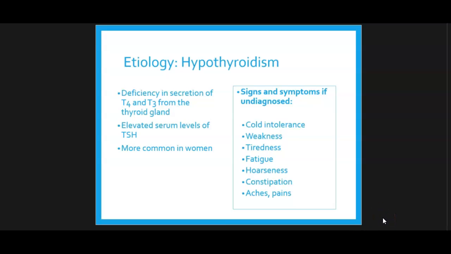So the etiology of hypothyroidism is a deficiency. Hyper is too much, hypo, too little: a deficiency in the secretion of T4 and T3 from the thyroid gland. And then, of course, with that, you'd have elevated serum levels of TSH, because the body's trying to say, hey, we need more thyroid hormone, but it's not happening. This is more common in women, and the signs and symptoms, if it's undiagnosed, tend to be the opposite of everything running hot and fast; everything's kind of slow and cold.